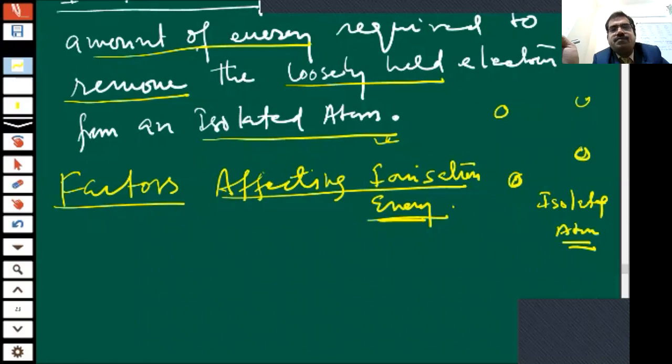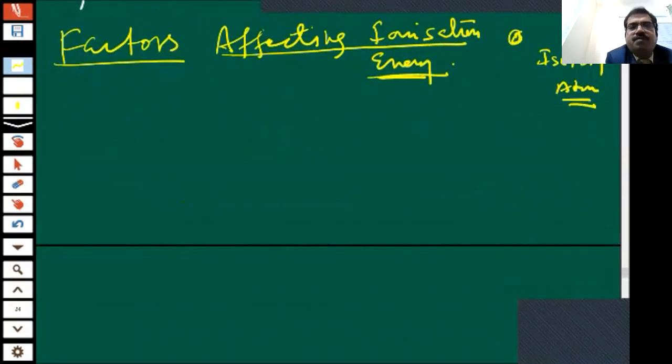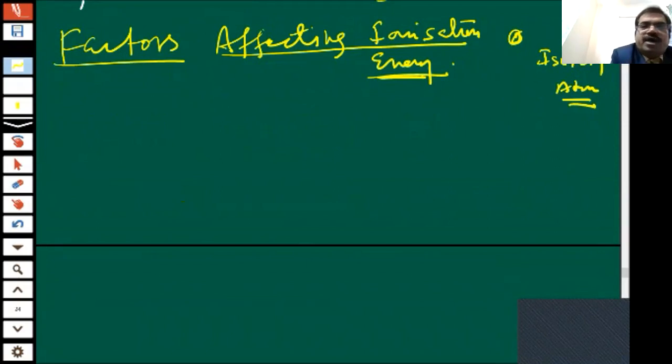Next is factors affecting ionization energy, children. So, write down. First, writing work should be completed. Then I will do the exceptional cases. Then I will do the practice session. You know what the plan is, how I approach each and every topic. Okay. So now, factors affecting ionization energy.